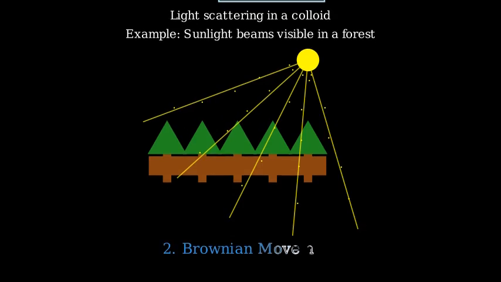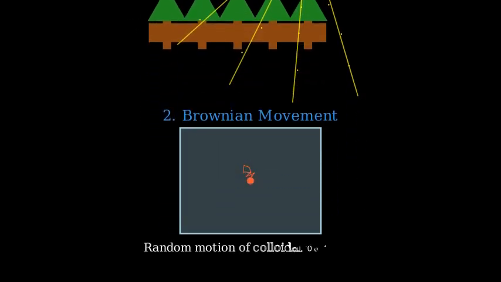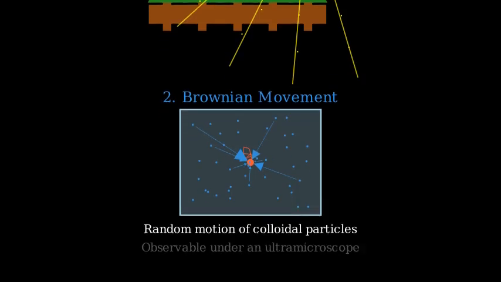2. Brownian movement. Colloidal particles exhibit random zigzag movement. This occurs because the particles are constantly being bombarded by the molecules of the dispersion medium from all directions. You can observe this under an ultramicroscope.